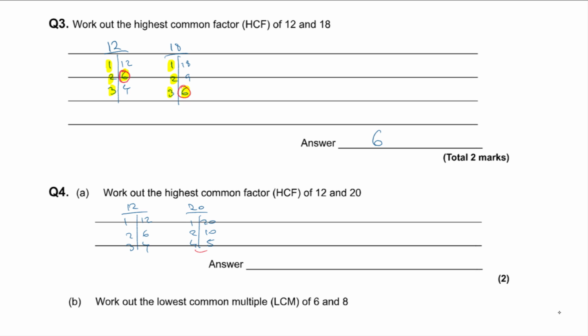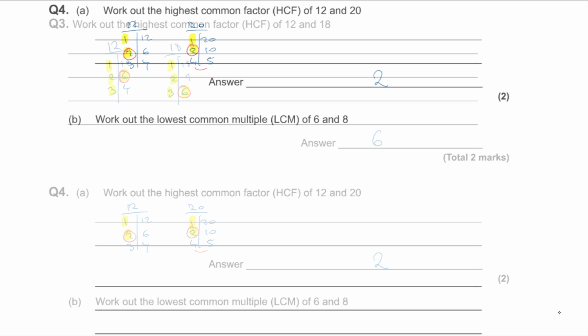So what do those ones have in common? Well, not a lot actually. Not so many compared to the other ones. There's only 2 common factors, 1 and 2. So the highest common factor is going to be that 2, because that's the biggest number on both lists.